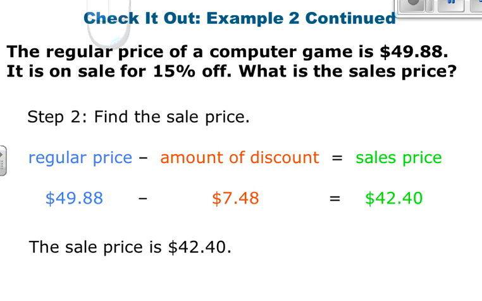A lot of people will find the discount and stop. It's great that you found the discount, but we need to actually look and see what the sell price is. An answer of $7.48 as the final answer does not make sense.